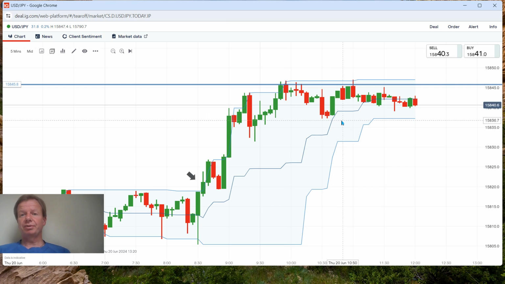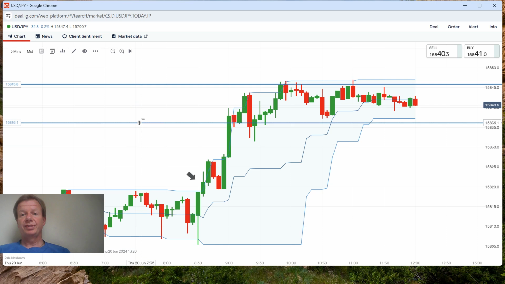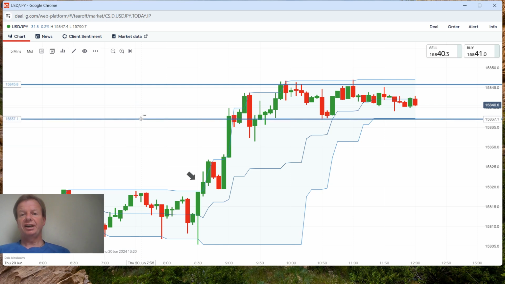So, for example, at the current time, if I draw the line in there to show the current support, it's in line with the Donchian channel here. So you'd set your stop here at 15,836. Now, if it was to hit that, you're still going to get approximately 15 to 16 pips anyway, so it's still not bad. So you can let it run.